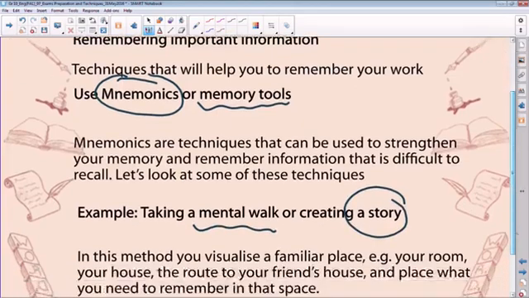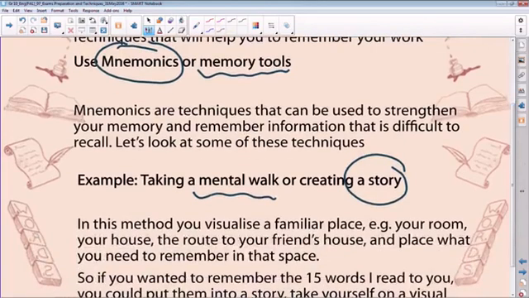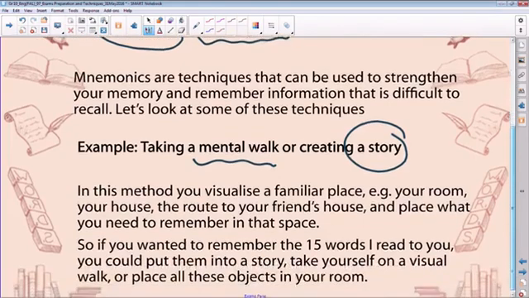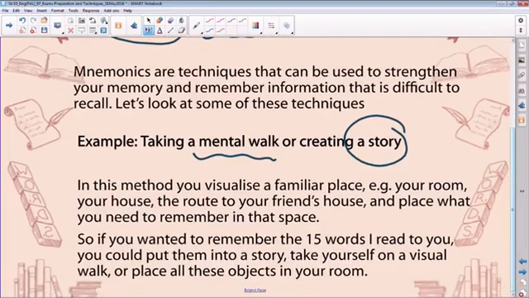And what you do here is that you take a place, you take your room, you might take your house, you might take a route on the way to visiting your friends. And what you do in that space, you place the different things that you need to remember. So if you remember the 15 words that I read to you and asked you to remember, let's imagine taking those 15 words and using the technique of taking a mental walk or creating a story in a way that will help us to remember.